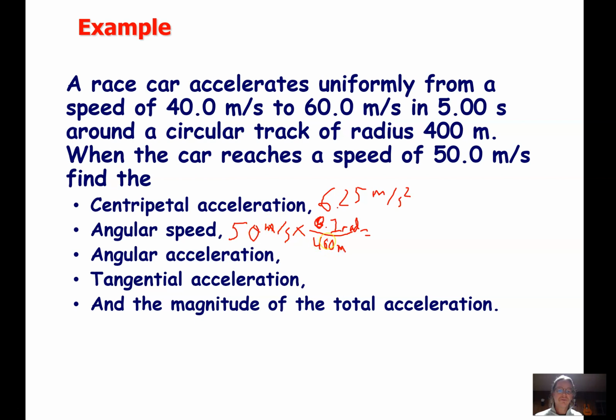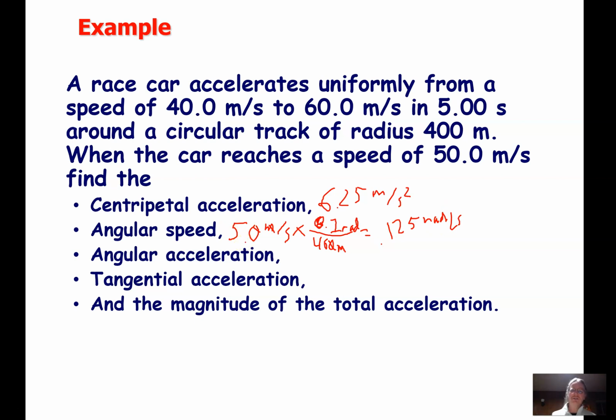So 5/40, that's 1/8 or point, 0.125. What was I thinking? Wasn't that hard at all. 0.125, and that is radians per second. Okay, that's the angular speed.